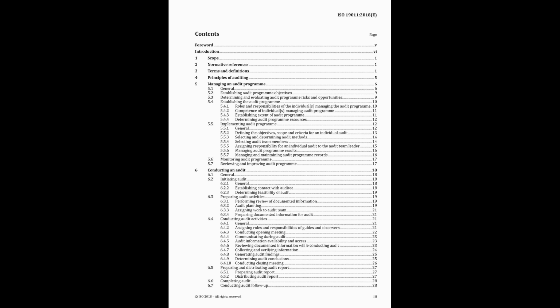Exactly. And Clause 5.4 starts by outlining the roles and responsibilities of the individuals who are going to be managing the program. Okay, so who are these people and what are they in charge of? Well, these are the folks who are essentially the stewards of the audit program. They have a lot of responsibility for making sure it's set up and run effectively. So they're like the project managers for the whole thing. Yeah. Pretty much, yeah. And their responsibilities cover a wide range of areas.